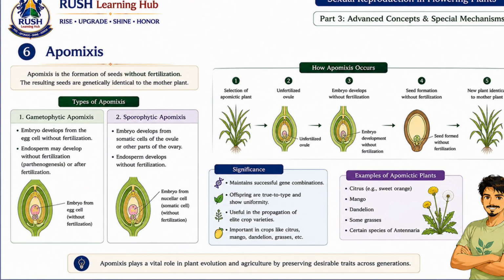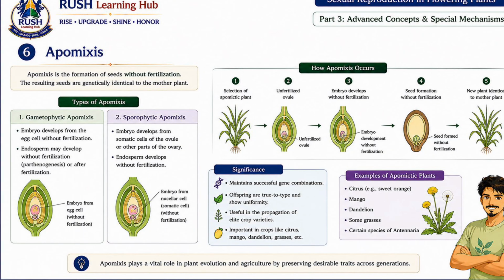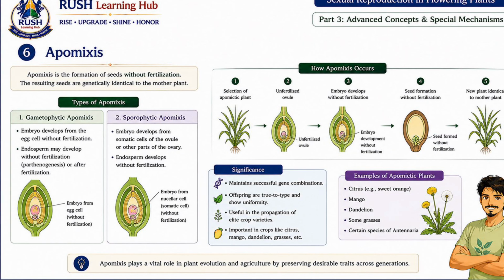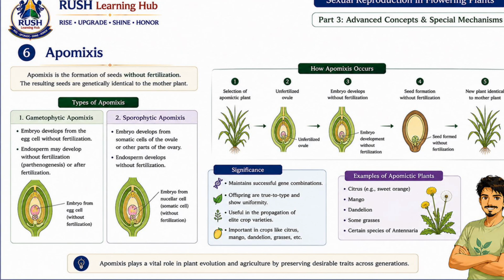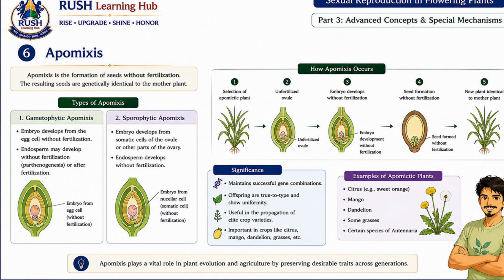Significance of apomixis. Apomixis has great importance in agriculture and plant breeding. One major advantage is that it helps preserve desirable genetic traits across generations. For example, if a hybrid plant possesses high yield, disease resistance, and good quality, these characteristics can be maintained unchanged through apomictic seeds. This eliminates the need to produce hybrid seeds repeatedly every year.